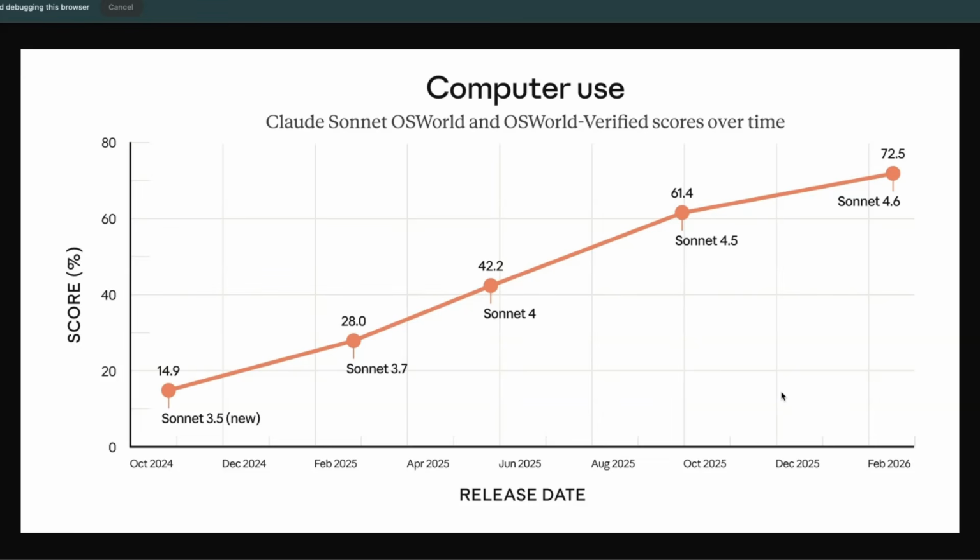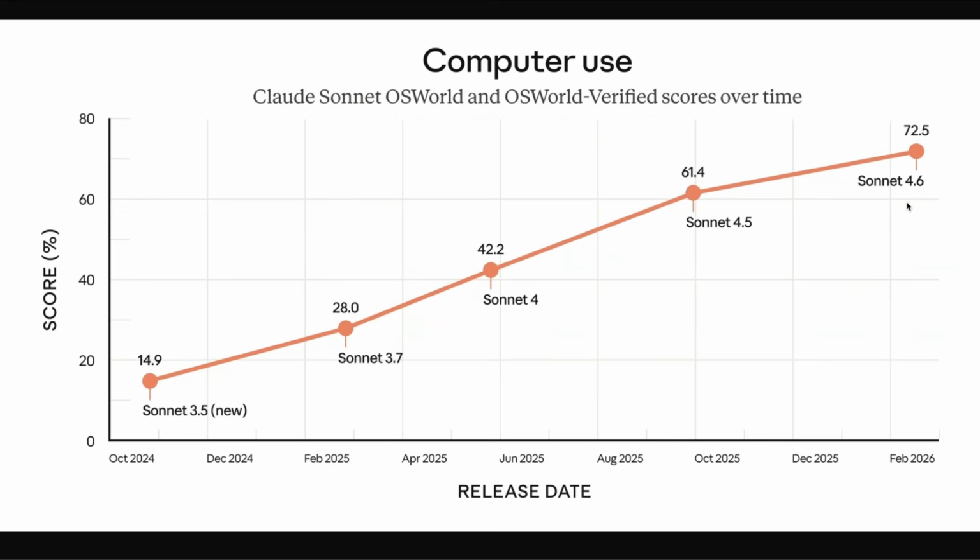Now, one thing that they specifically highlighted with this release is the computer use capabilities of this model. Sonnet 3.5 was the first one that introduced computer use back in October 2024, and it scored less than 20% on the OSWorld-Verified benchmark. Now, with this one, we have come all the way up to 72.5%, which is pretty incredible.